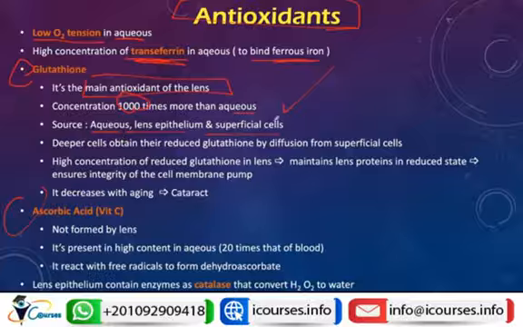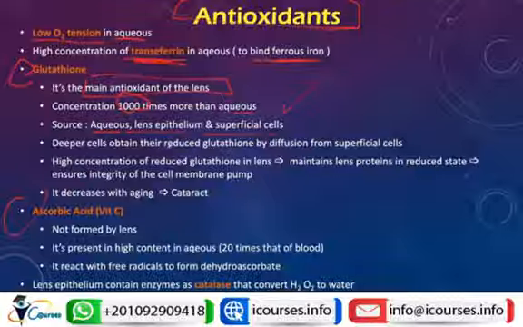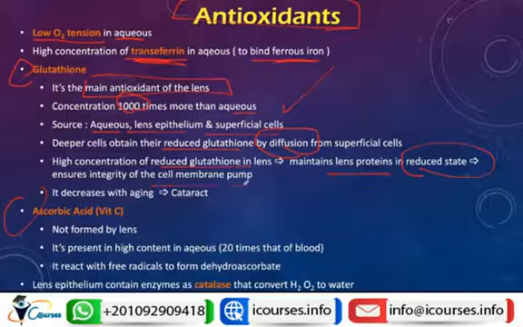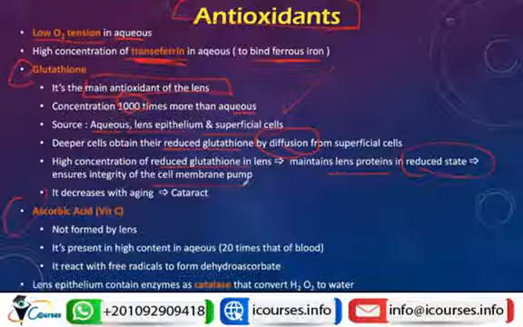So, will the deeper cells be deprived of glutathione? They will acquire the reduced glutathione by diffusion from the superficial cells. But the superficial cells will have a higher concentration of glutathione than the deeper ones. The high concentration of reduced glutathione in the lens will maintain the lens proteins in the reduced state, which will ensure the integrity of the cell membrane.